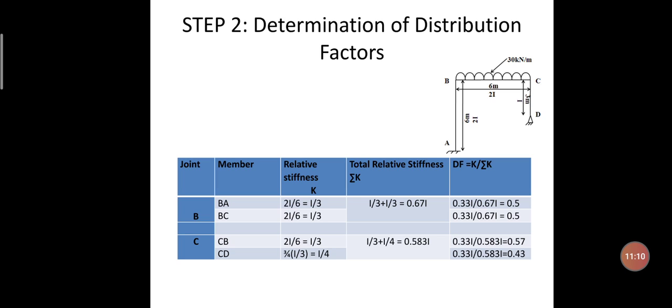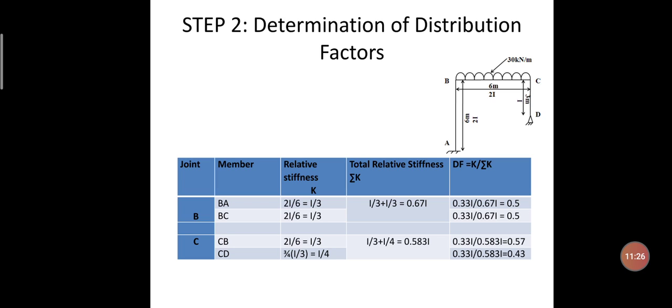So if I want to calculate the total relative stiffness for joint B with BA and BC as two members, I need to summate both the relative stiffness, that is I by 3 and I by 3. So that is equal to 0.67I.